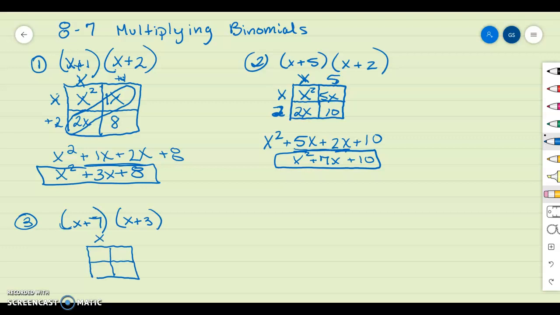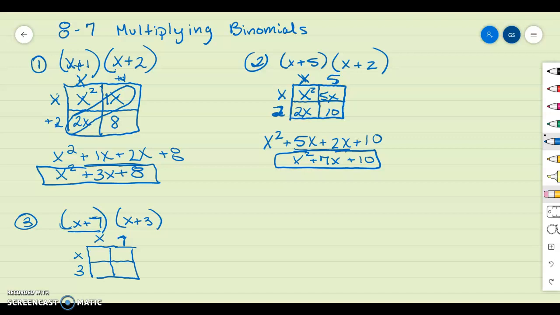I'm going to put the first term of the first binomial, x, and the second term is a 7, positive 7 if you want. Down the left side is going to be x and a positive 3. Now all we have to do is fill in the boxes.